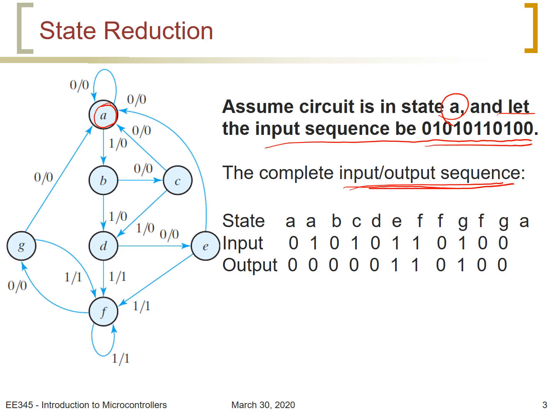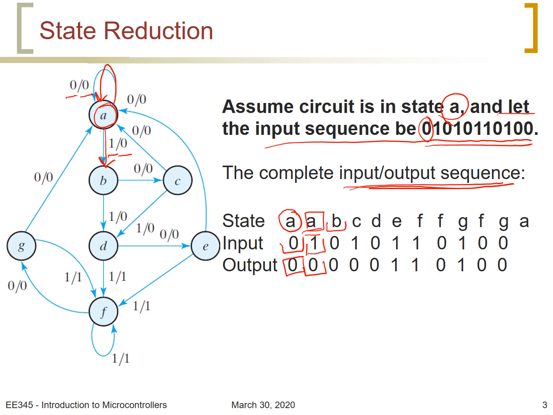When the circuit is in state A, if the input is 0, which is this first bit here, looking at the diagram, we find that the circuit stays in state A and the output is 0. So we write here A and the output is 0. Now, when we are in A and the input is 1, where will the circuit go? We see that the circuit goes to state B when the input is 1 and the output is 0. We write B here and we write the output is 0.